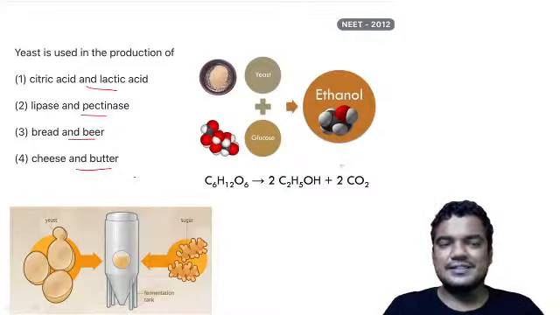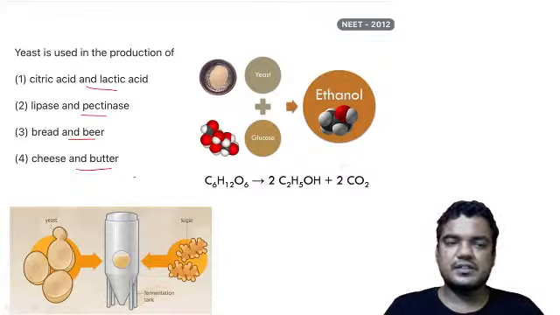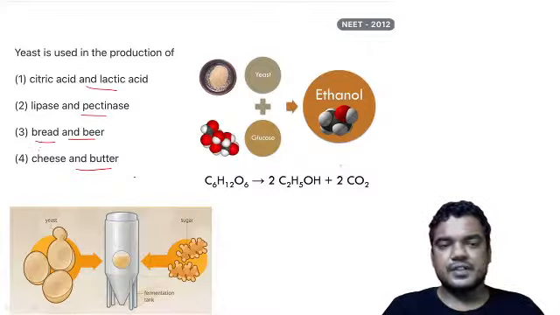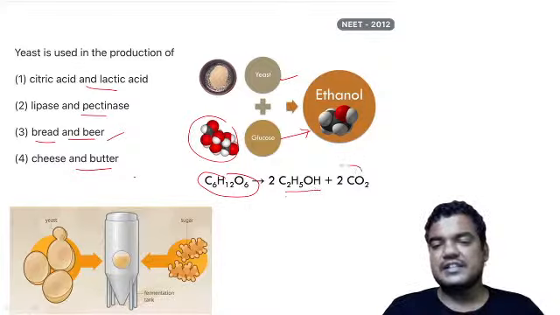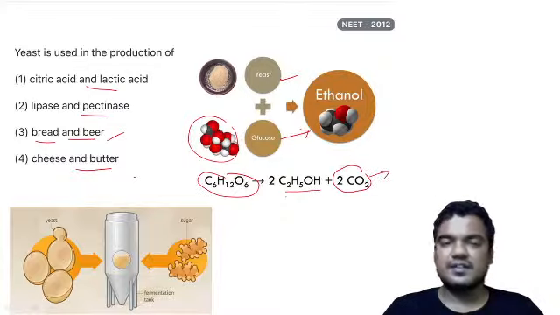We know that this yeast is also called baker's yeast because we use it for baking purposes in the bakeries. This yeast is also used for producing beer, that means alcohol. When we add glucose to this yeast, it converts the glucose into ethanol by a metabolic pathway. So it converts C6H12O6 into C2H5OH, and in this process we see the formation of carbon dioxide.